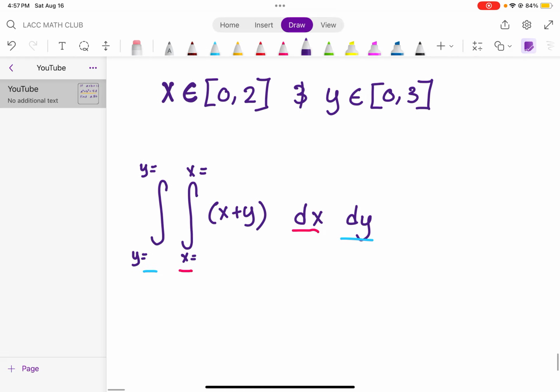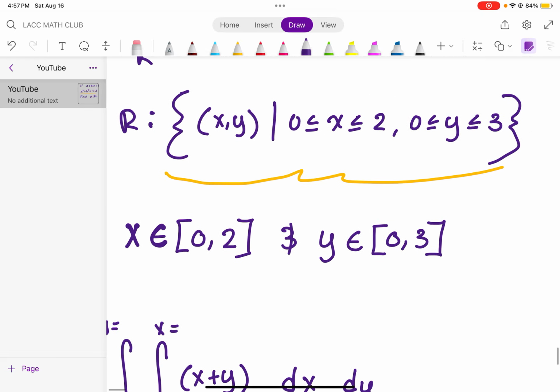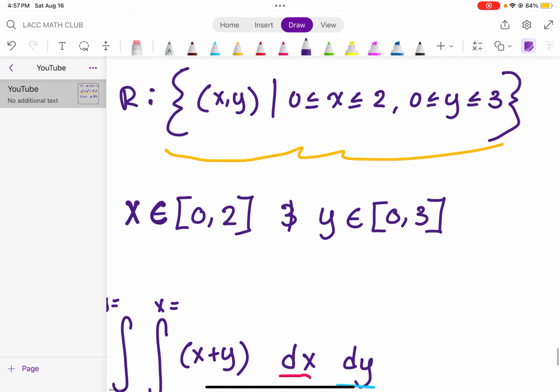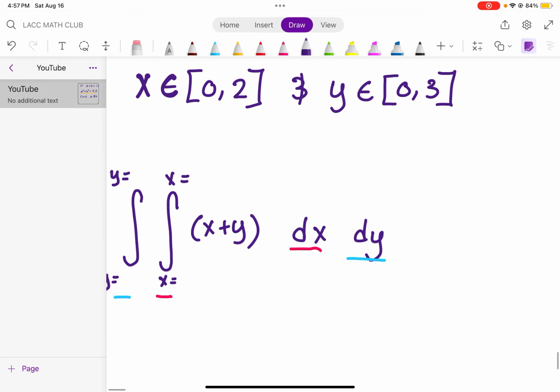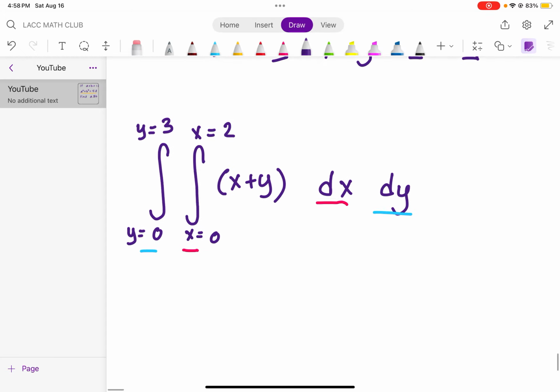Now let's go back to our problem. X is between 0 and 2, right? This is what the region is basically telling us, our bounds. So x equals 0, x equals 2, and then y equals 0, y equals 3. When we integrate these things, it's sort of like the partial derivative concept. If we're integrating with respect to x here, we will treat y as a constant.